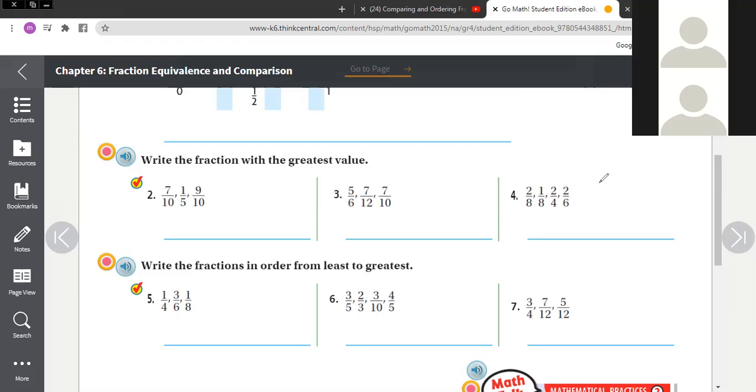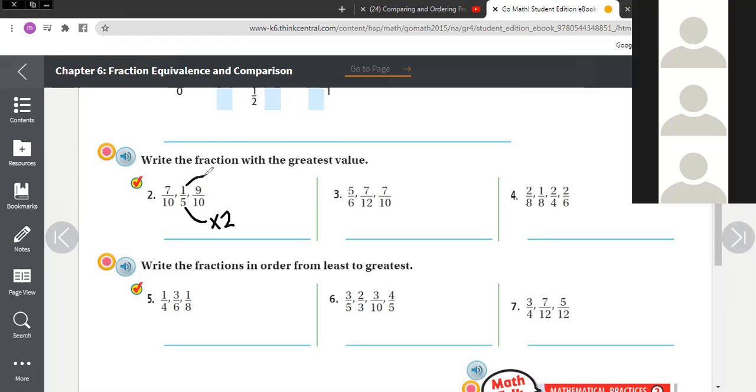Okay, Muhammad? Look, 7 over 10, 1 over 5, 9 over 10. We need to convert 5 to be 10 like the other denominators. How? You have to multiply it by what number? I need 5 to be 10. Multiplied by 2. That's right. So you have to multiply 5 by 2, and since you multiply 5 by 2, you have to multiply 1 by 2 as well. Okay?